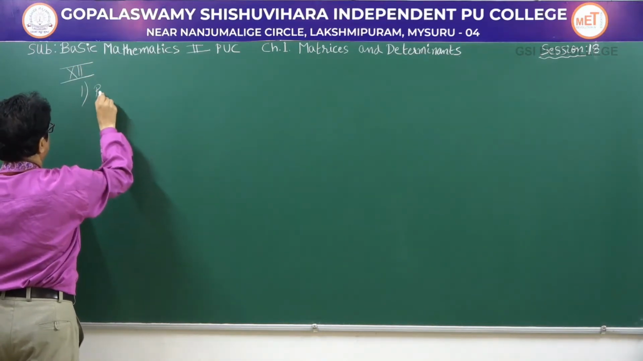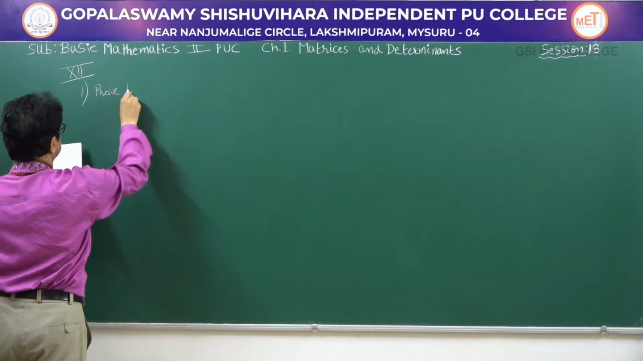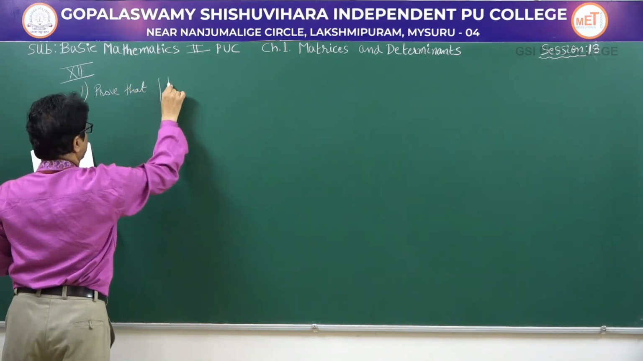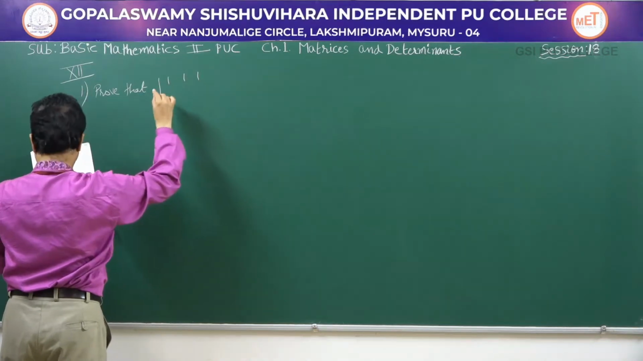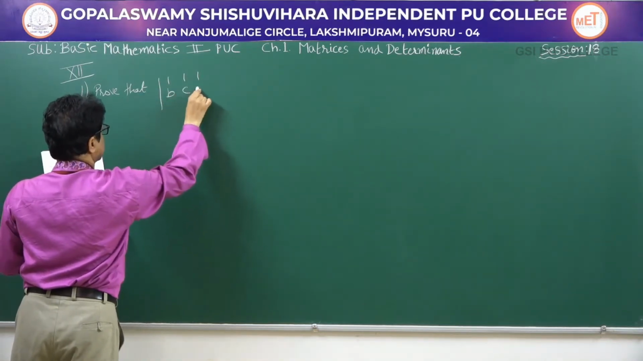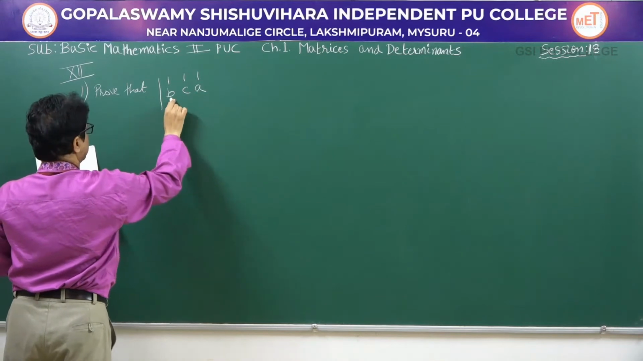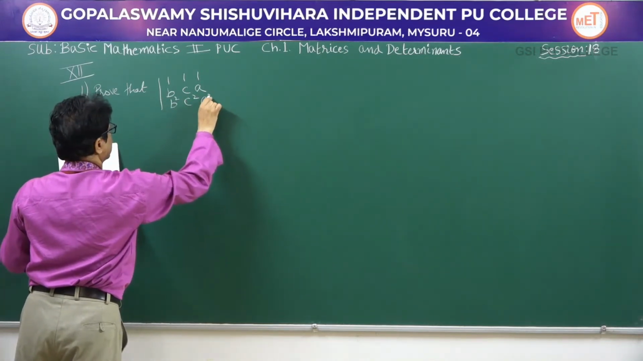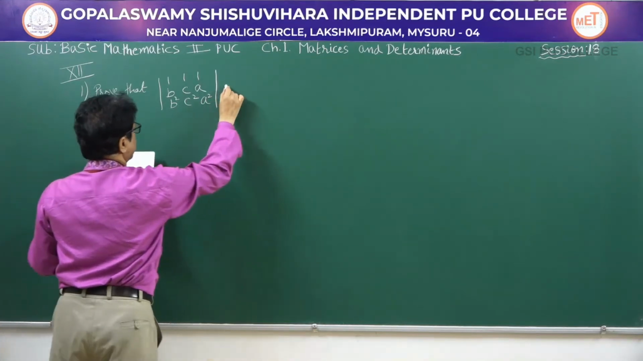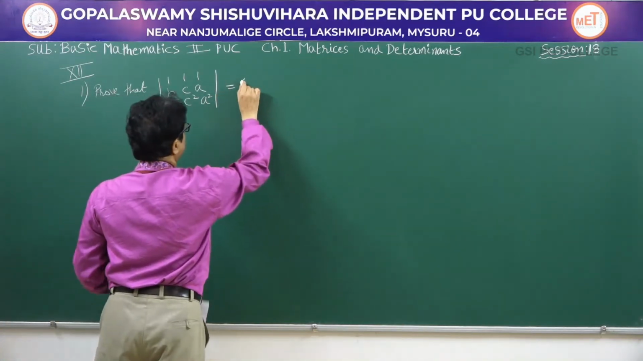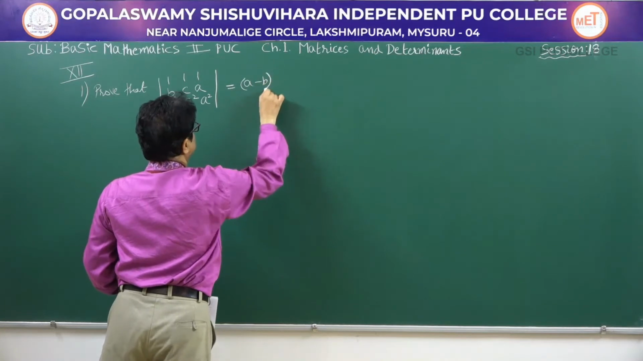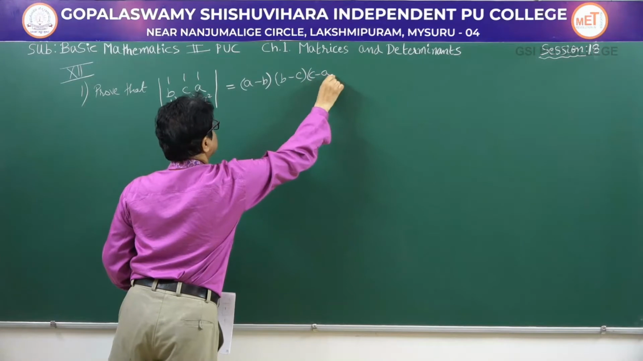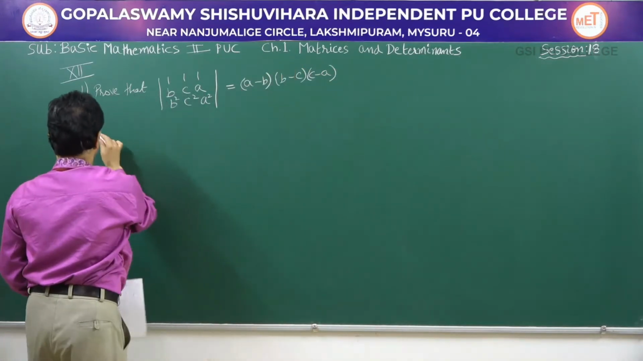First problem, prove that the determinant of 1, 1, 1, B, C, A, B square, C square, A square will be equal to A minus B into B minus C into C minus A.